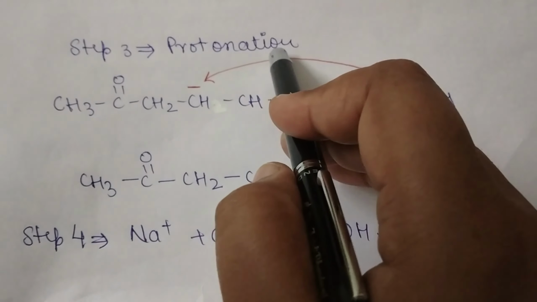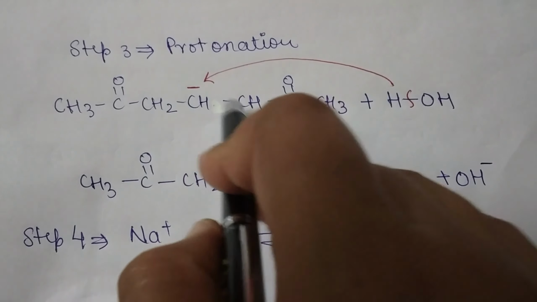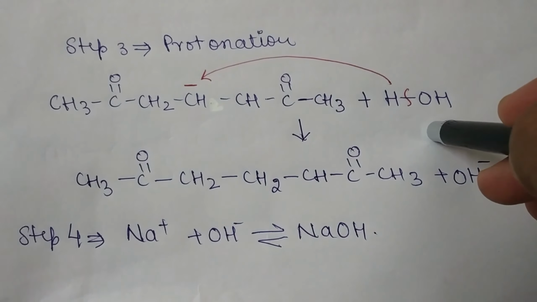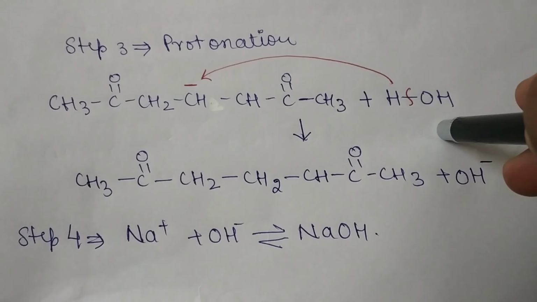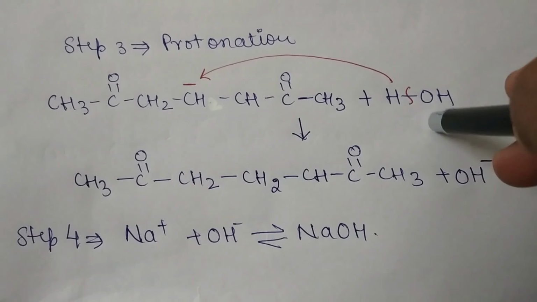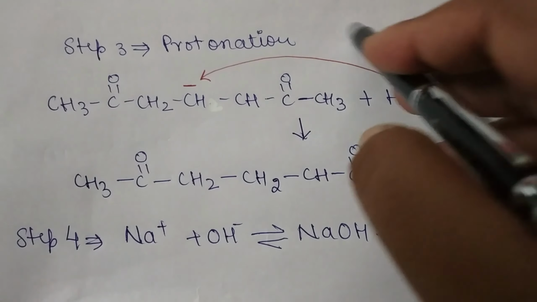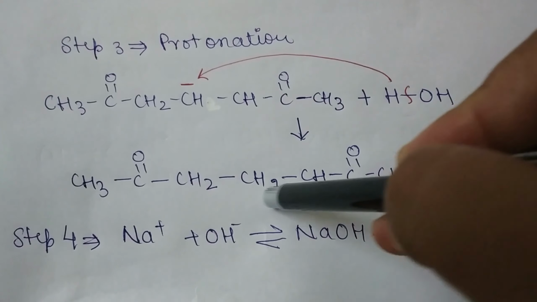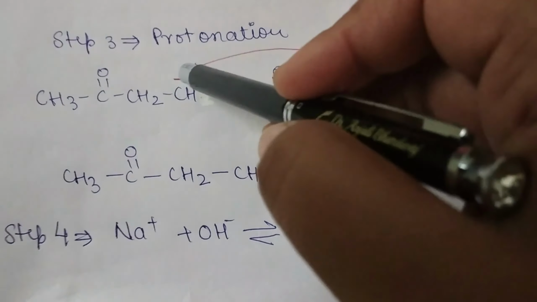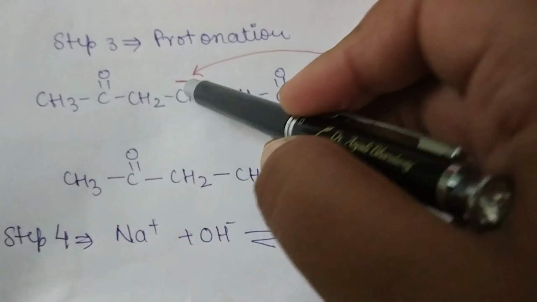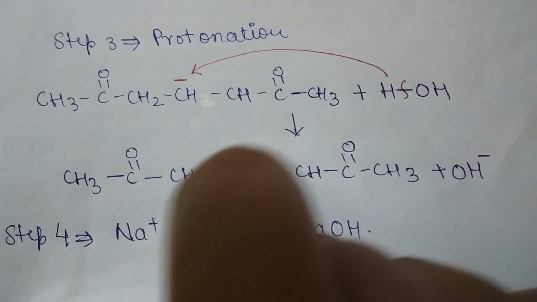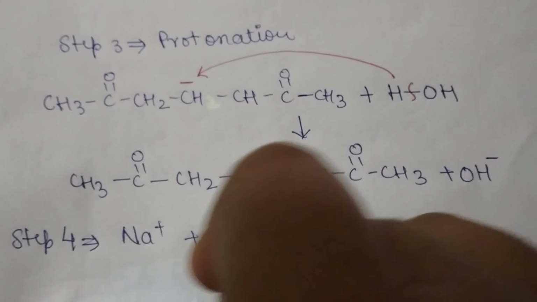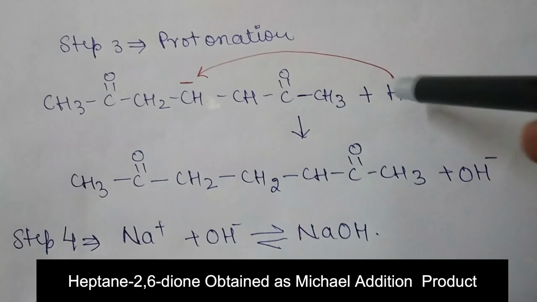In the third step, protonation takes place. This is the carbon with negative charge and a water molecule will be introduced. This water molecule will split into H plus and OH. This H plus portion will be taken by the carbon with negative charge and it will convert into CH2. Here you can see H will form a bond with this CH minus and it will convert into CH2. So this is the Michael addition product.